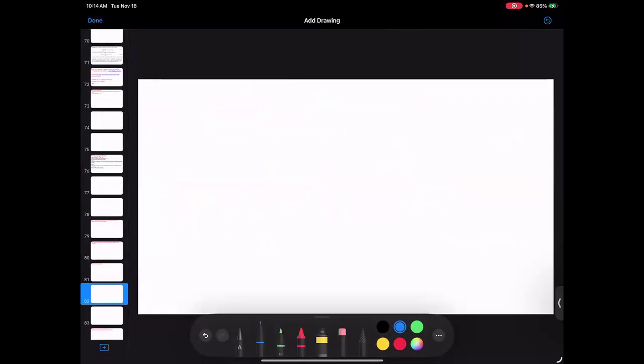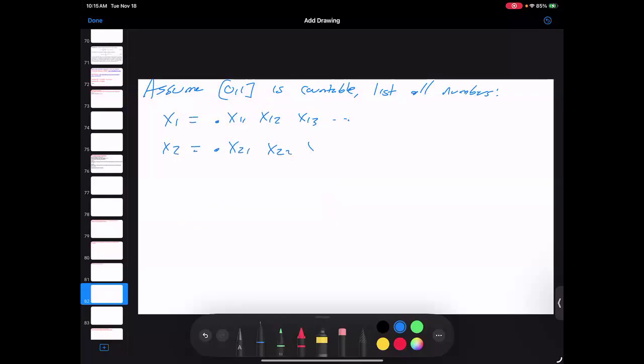And so, assume [0,1] is countable. So list all numbers. The first number, x1, I can write as point x11, x12, x13, dot, dot, dot. The second number, I'll write as point x21, x22, x23, and so on. The third number as point x31, x32, x33, and so on.